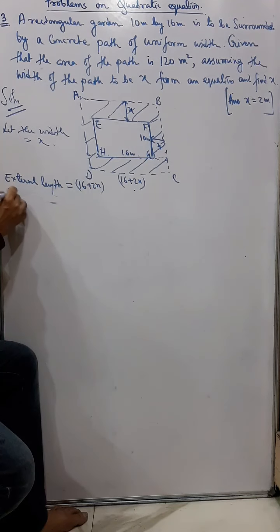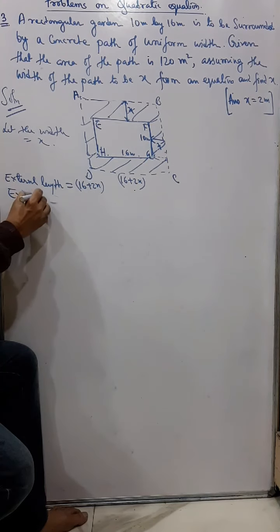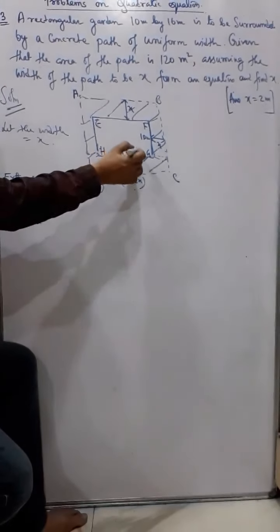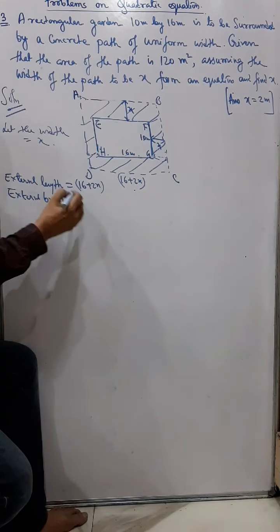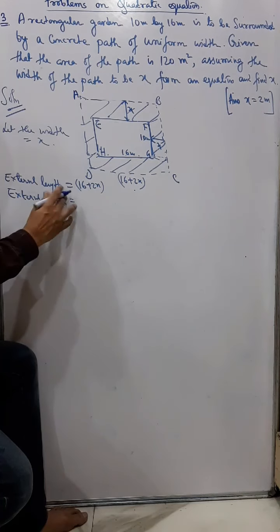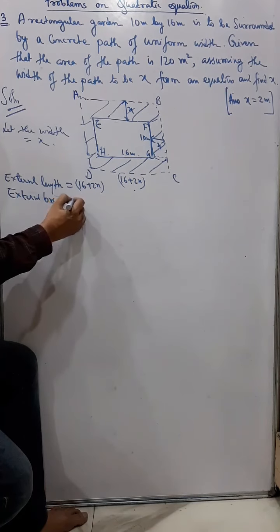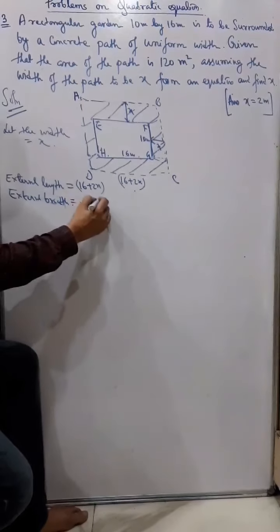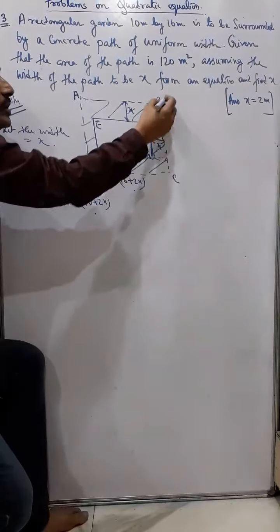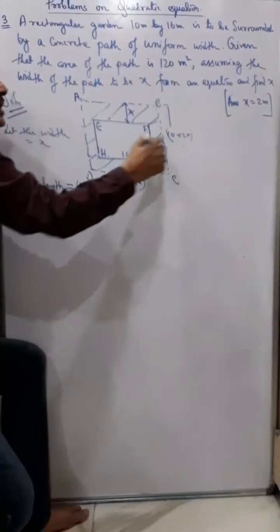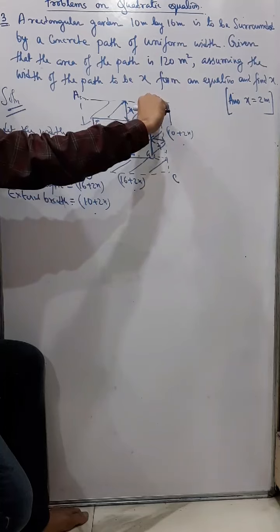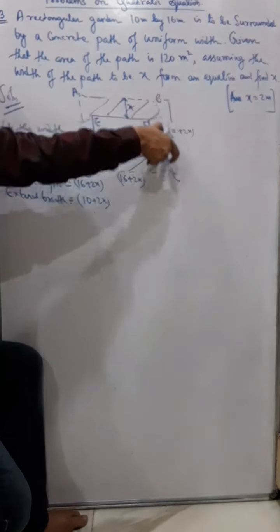external breadth, internal length we already know 10, 16, and internal breadth, external breadth in fact will be 10 plus 2x. So similarly external breadth will also be 10 plus 2x. So this is 10 plus 2x. Understand? This is 10 plus x and then plus x. So finally we get this breadth as 10 plus 2x.